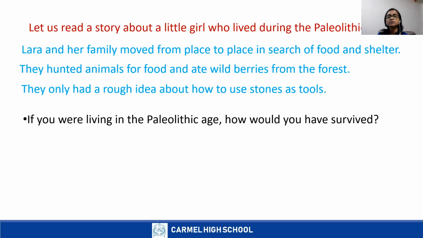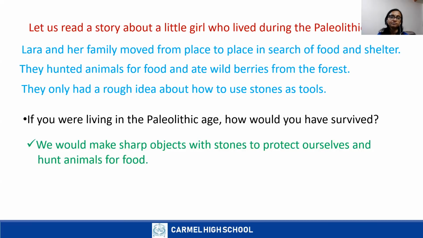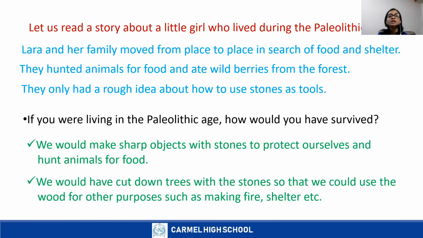You can read this answer. We would make sharp objects with stones to protect ourselves and hunt animals for food. Very good. Next one, read. Yes, right. We would have cut down trees with the stones so that we could use the wood for other purposes, such as making fire, shelter, etc. Okay, now, next one. You have learned about this.